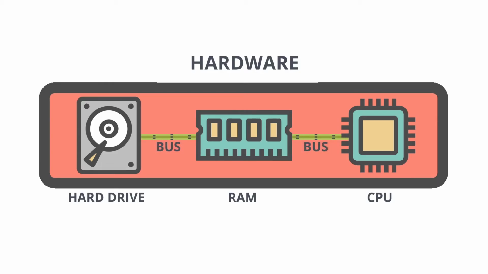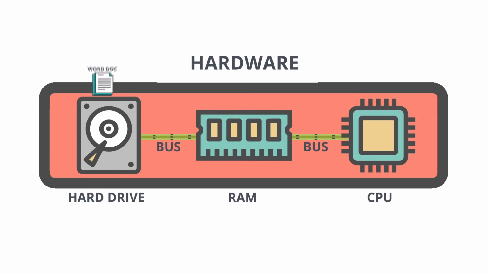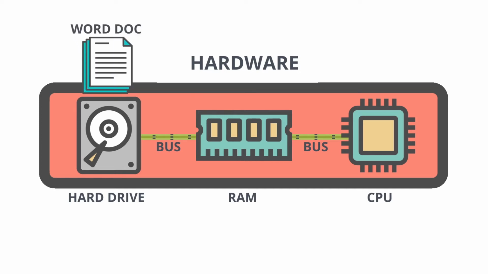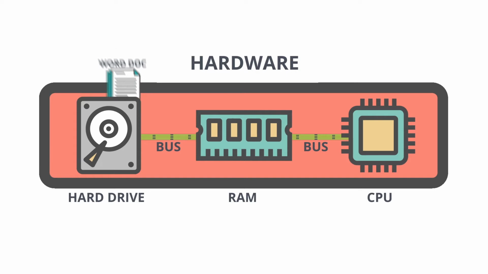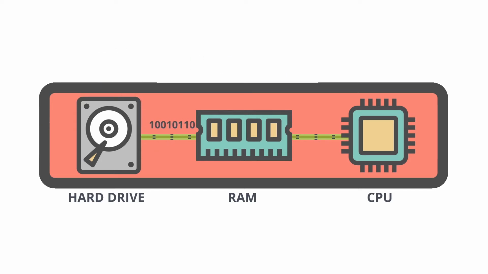All of these hardware components are connected by buses, which are sets of parallel wires that allow data to flow between the hardware components. Now let's look at how these hardware components work together to process information or data. When a computer user wants to work on a Word document, the necessary files are moved from the hard drive to RAM as a stream of ones and zeros. Since RAM is much faster than the hard drive, it can feed the data in these files very quickly to the CPU.